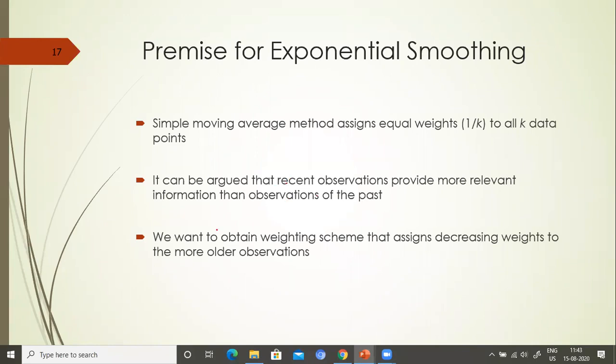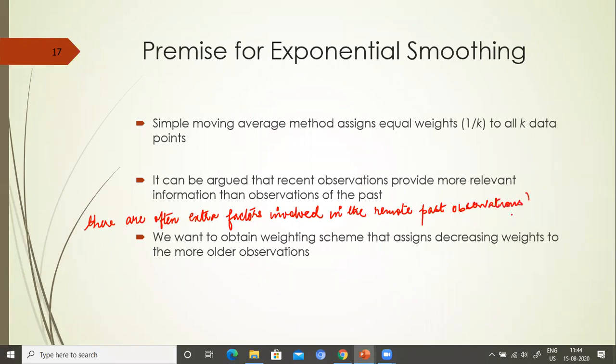So it is often argued, and makes more sense, that recent observations provide more relevant information than the observations of the past. And why this is important is, again, that time series only concerns time. So observations of the past may look very different from the recent observations, could be because of a lot of extra factors. There are often extra factors involved which a time series cannot capture. That's why recent observations are more reliable than remote past observations, which you don't have visibility into.